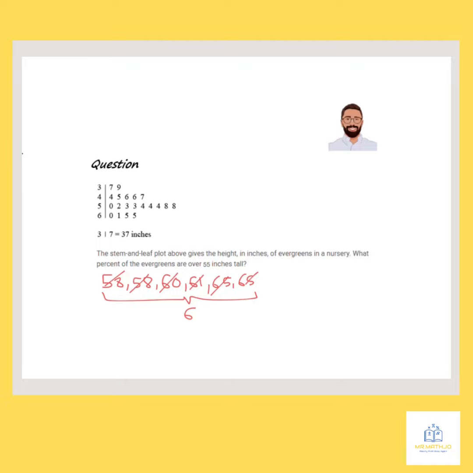So to find the percentage of the evergreens that have a height more than 55 inches tall, it is 6 over the total number of evergreens, which is 20, times 100, and the answer is 30%.